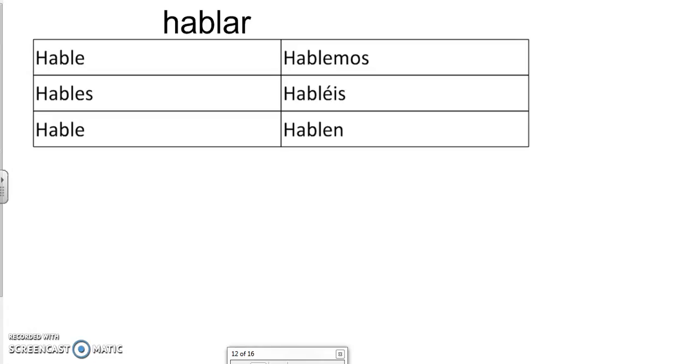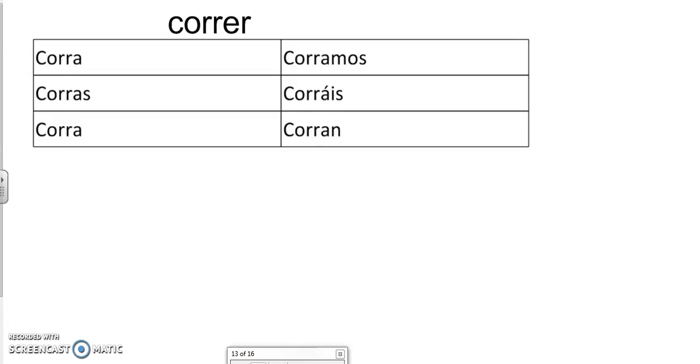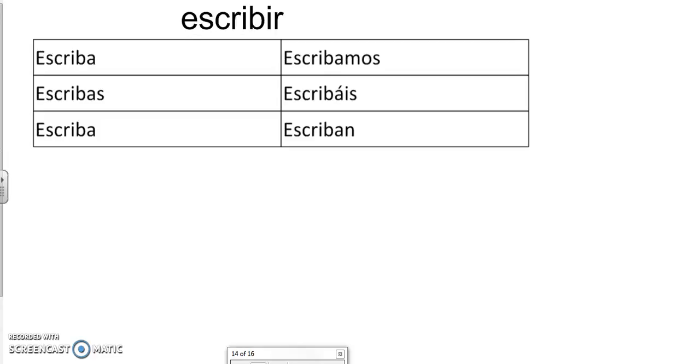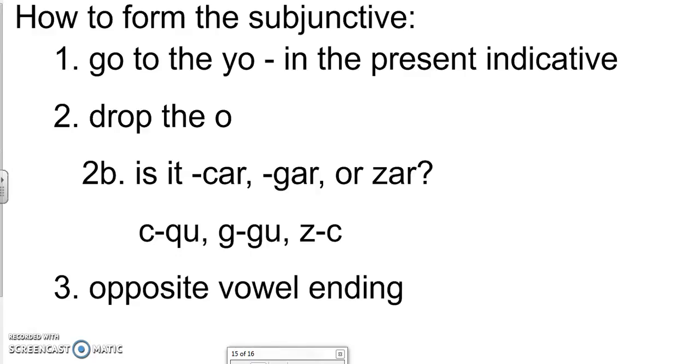How about the verb correr? Corra, corras, corra, corramos, corráis, corran. And the verb escribir. Escriba, escribas, escriba, escribamos, escribáis, escriban. So it's important that we remember to use all of these steps.